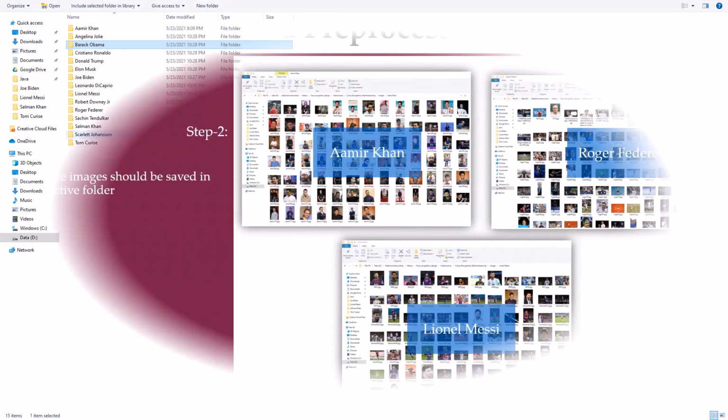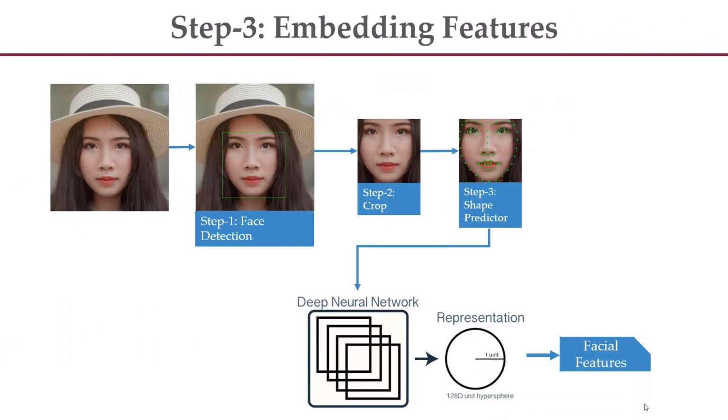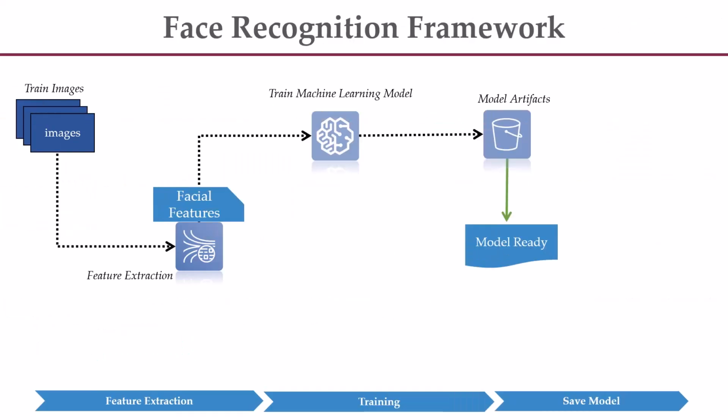Step 3. This is the most important step, which is embedding the features. This process is the same as feature extraction, which we discussed in the previous lesson. That is, for each image we need to crop the face and identify the face shape using a deep neural network and represent the data in 128 dimensions, which are our facial features. This is the process we need to do for the data pre-processing.